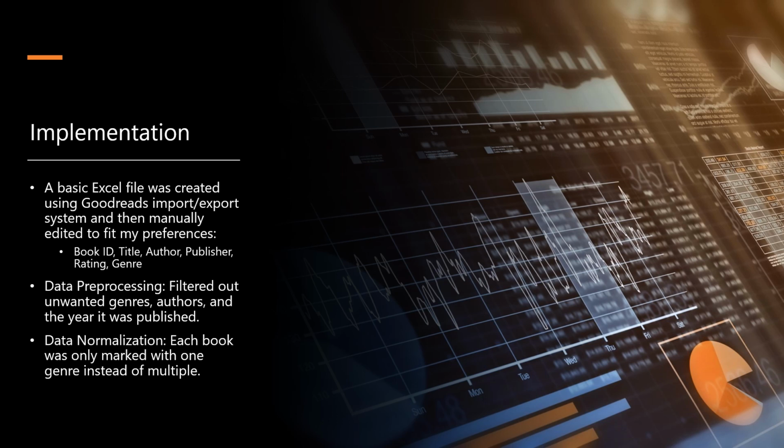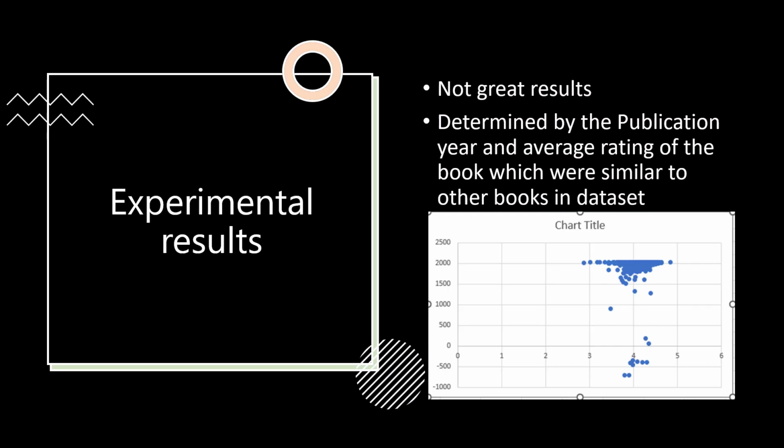Not only that, but most books have multiple genres attached to them, so that became another issue where I only decided to pick the first genre that Goodreads labeled. So if one book, let's say, had 5 different genres, I would only pick the first one that was labeled, which kind of hindered the process of recommending books.